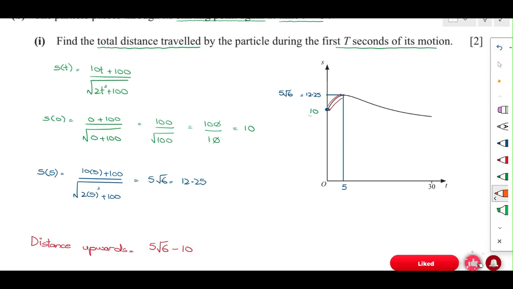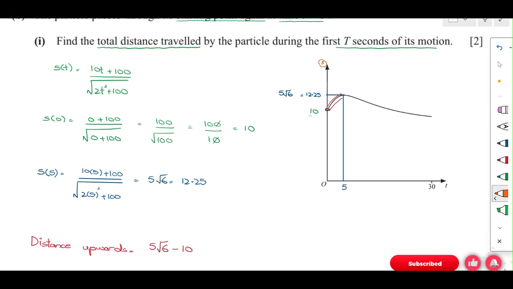First we need to figure out, because the particle starts at t equals 0. When time is 0, the displacement is 10. It reaches the maximum at time equals 5. At 5 seconds, the maximum displacement is 5 root 6. Now the displacement and distance are two different things. The particle starts when the displacement is 10 and it reaches the maximum when the displacement is 5 root 6. So the distance traveled is the difference between these two terms, right?